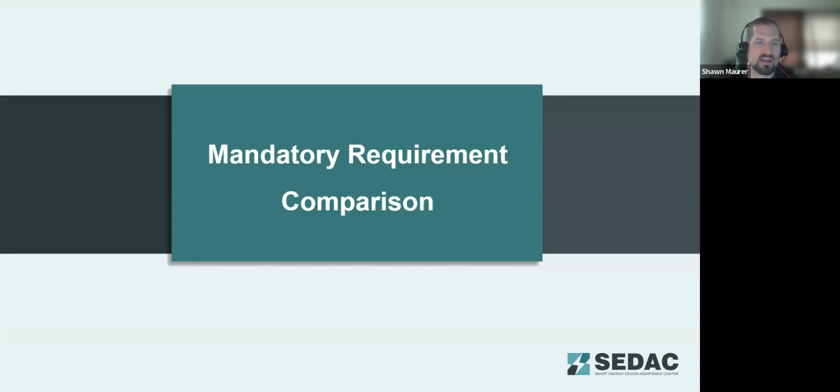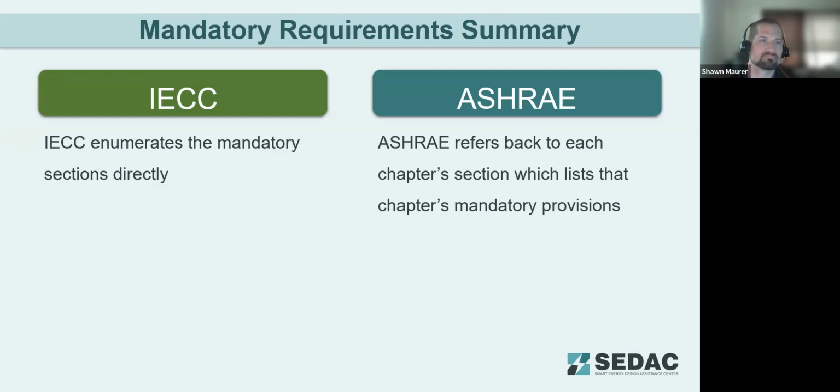And now I will hand it back to Ryan to go over a comparison of the mandatory requirements and how those will impact the energy models. Well, thank you. The IECC goes through and enumerates in the performance path the mandatory sections directly. So it will go through and provide a listing. There are more than 14 different mandatory provisions throughout the IECC that need to be adhered to regardless of your compliance method, whether you're using a prescriptive path, including the UA trade-off, or one of the performance paths.